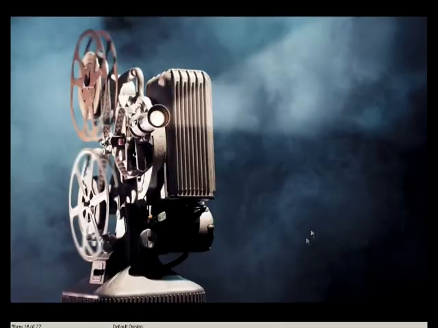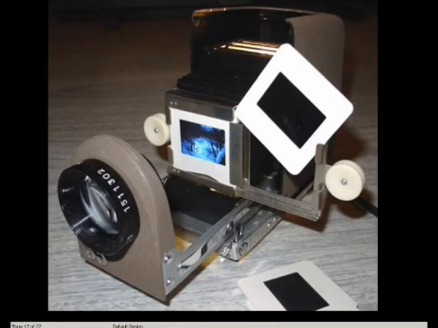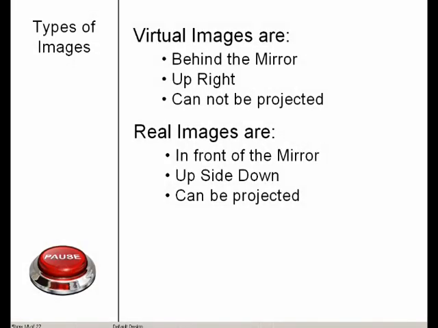The same principle is true with the old-fashioned movie projectors. You can see the film going through the projector here. That film has to be upside down. The pictures have to be upside down, so when it projects on the screen, it flips over and becomes right side up. Same is true with the old-fashioned slide projectors. You put the slide in upside down because it has to flip when you project it. That's what a real image does. Pause and copy.